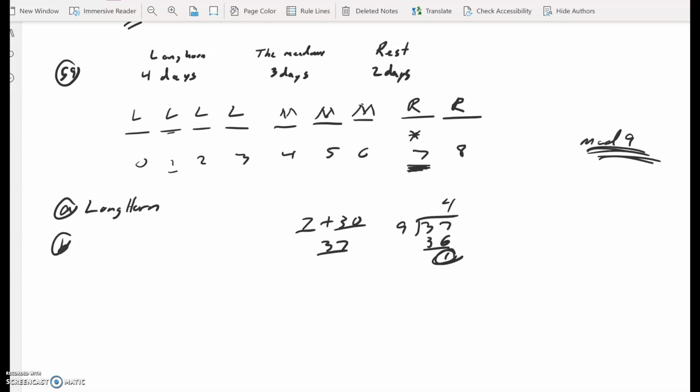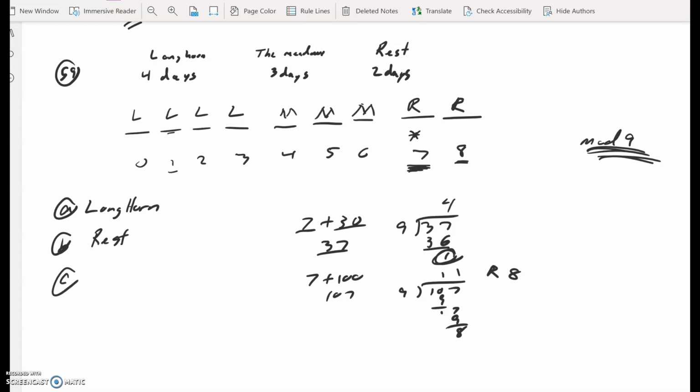B says 100 days from today, so that would be 7 plus 100, that's 107. 9 goes into 107 some amount of times. Looks like there's a remainder of 8. So that will be the second day of rest. So it's a rest day, or the second day of rest to be more specific.